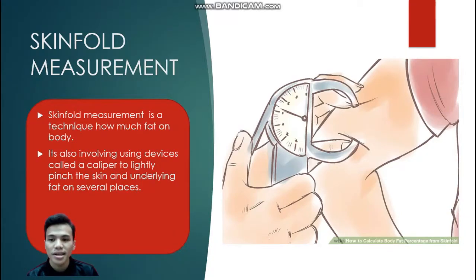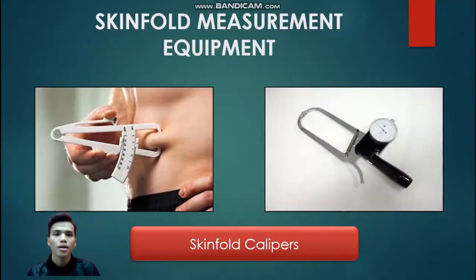Skin fold measurement is a technique to measure how much fat is on the body, and it involves using a device called a caliper to lightly pinch the skin and underlying fat in several places. There are some types of skin calipers. These are two examples of skin calipers. As you can see, on the right side is the familiar one, and on the left is the skin caliper that is easy to use, because the equipment is easy to find and easy to use.